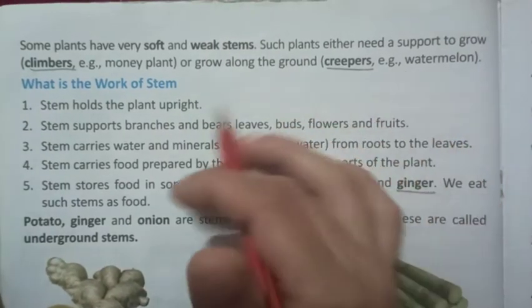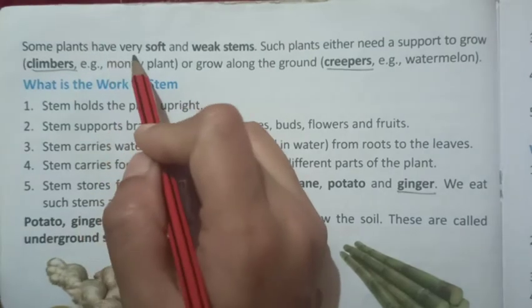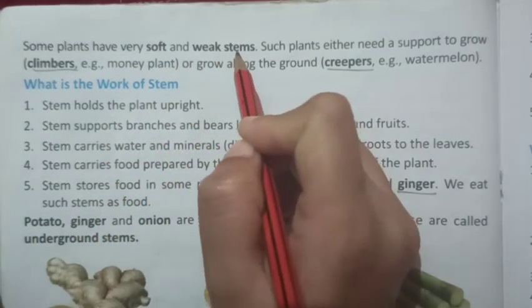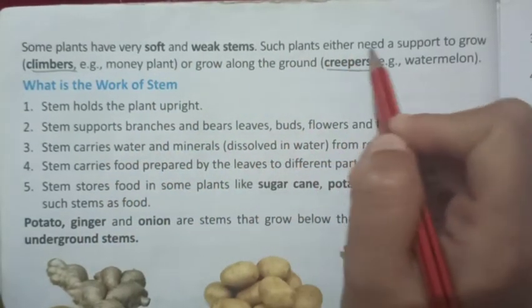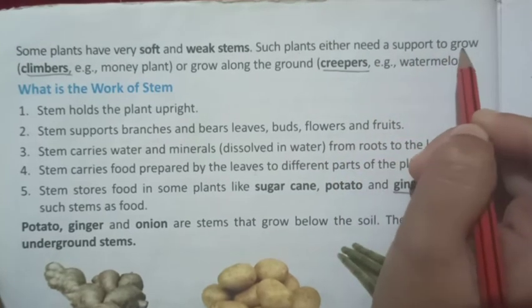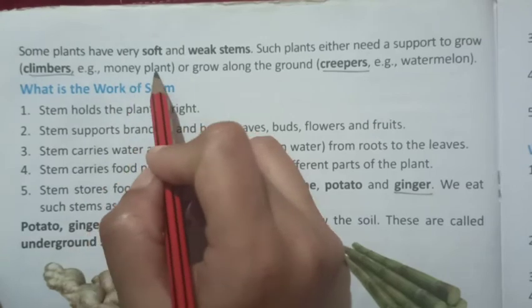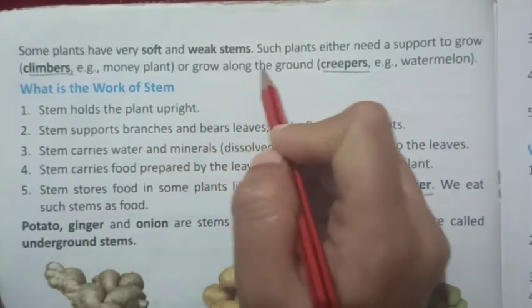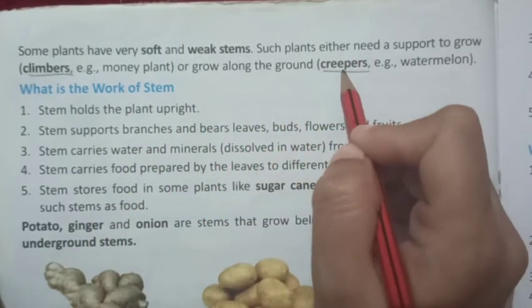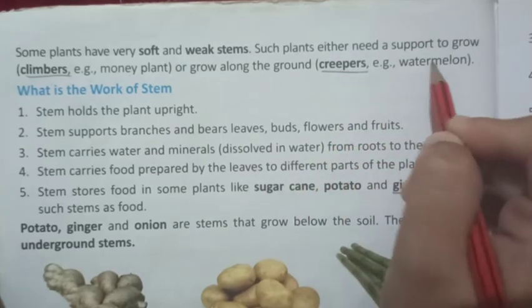Page number 38. Some plants have very soft and weak stems. Such plants either need a support to grow like climbers, example is money plant, or grow along the ground. For example, creepers like watermelon.